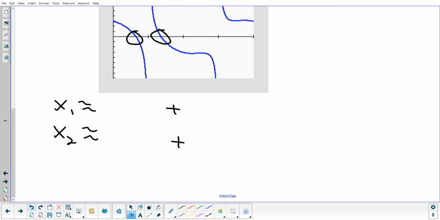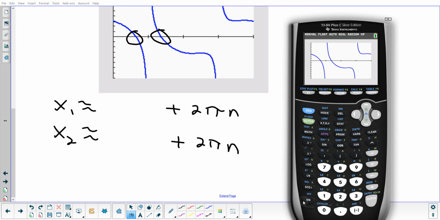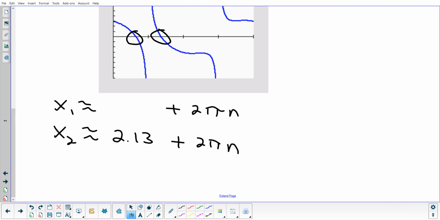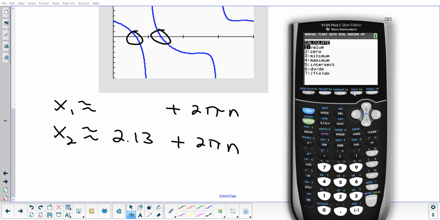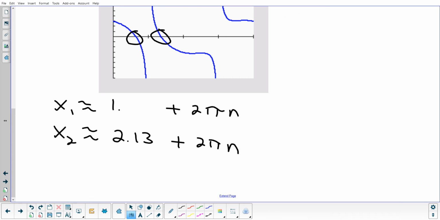Both of the answers are going to have a plus what on the end? Chris? 2 pi n. So let's just take care of that. And now find those 2 answers. Second calc 0. So that one. So one of our answers is 2.13. And the other answer is, I think I got it barely enough room on that. Yeah, 1.01.